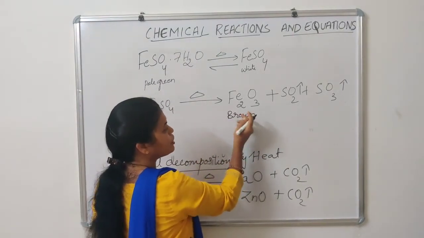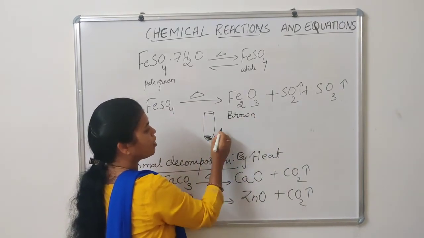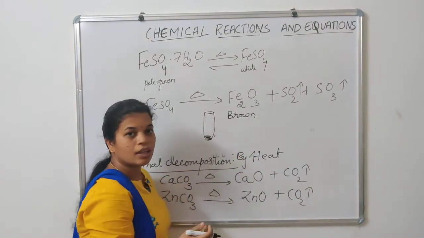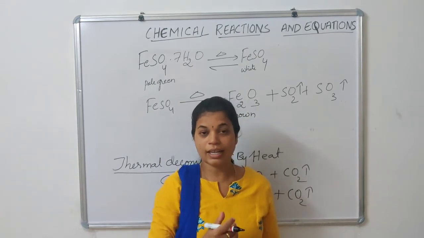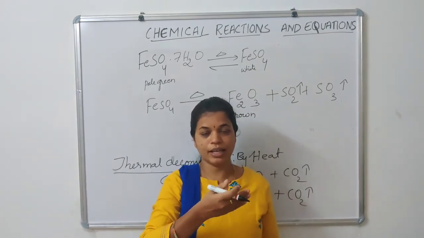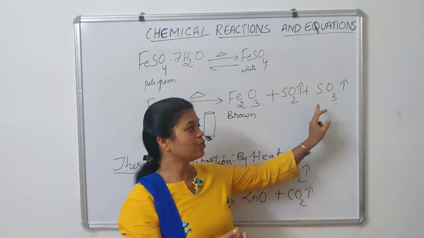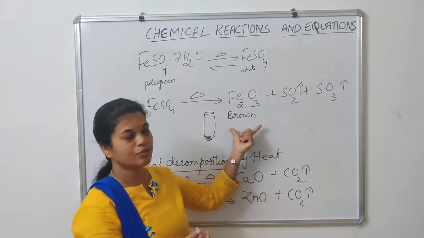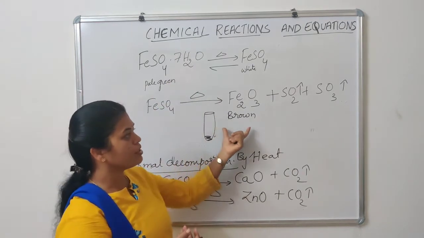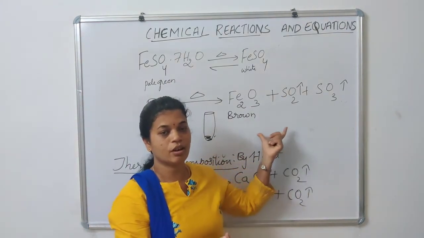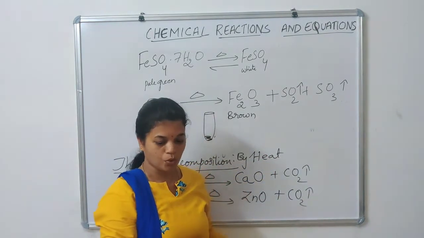The residue which is left over in the test tube is iron oxide, and the two gases SO2 and SO3 evolved cause an irritating odor. They are colorless. Gently waft the air towards the nose, and you will get an irritating odor because of the sulfur fumes, SO2 and SO3 gas. What is left over? Iron oxide. So here one substance breaks down into three simpler substances.